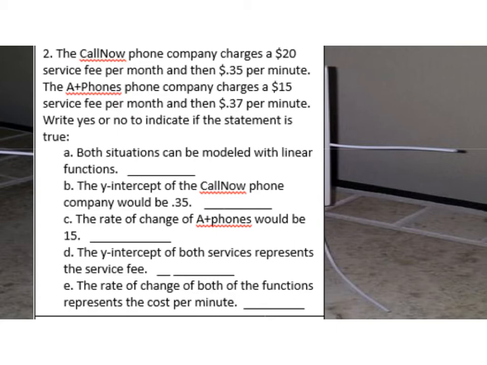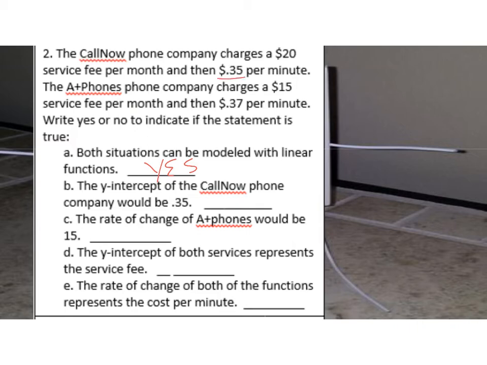Call Now phone company charges a $20 service fee per month and then 35 cents per minute. The A+ phone company charges $15 per month and then 37 cents per minute. Write yes or no to indicate whether the statement is true. A, both situations can be modeled with linear functions. Let's say yes to that, because we can write an equation for Call Now using a slope and a y-intercept, and the same for A+, with a slope and y-intercept. So that's definitely yes.